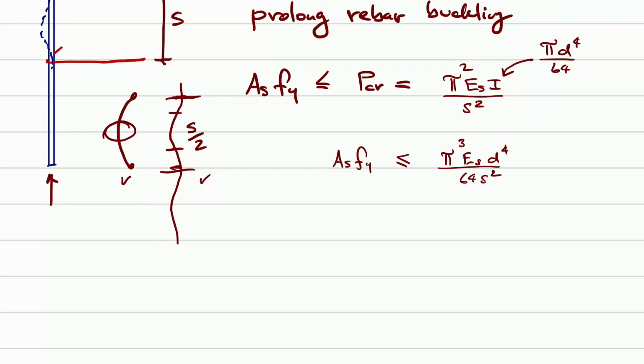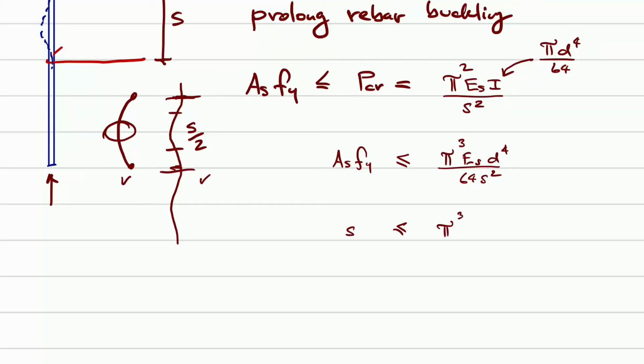We want to determine the S, right? It has to be less than the square root of... so you have 1 pi and you have 1 pi out there, Es d square is out there, right? And then what? Fy As. Okay, I think we will do this first. Don't jump.